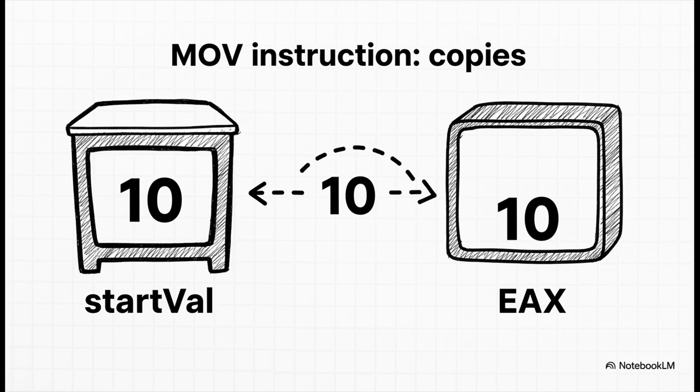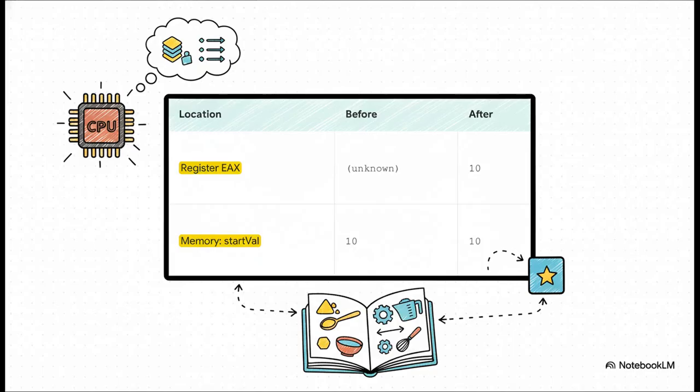It's a primary register for getting work done. And here's what that looks like in action. Before we run the instruction, who knows what's in the EAX register? But afterwards, boom, it holds the number 10. And notice how start val back in memory is totally unchanged. We just made a copy. We brought our ingredient from the pantry over to the countertop so we can work with it.